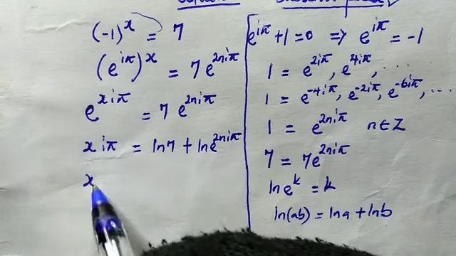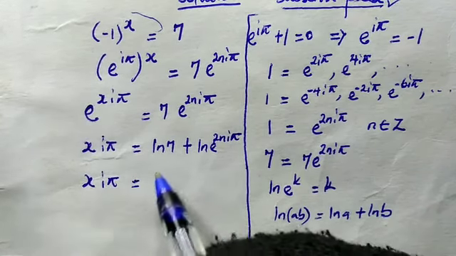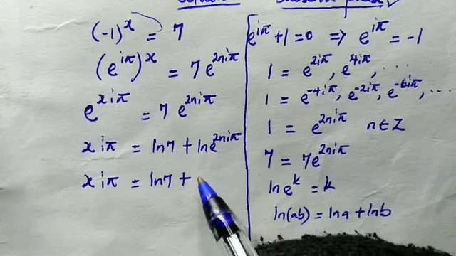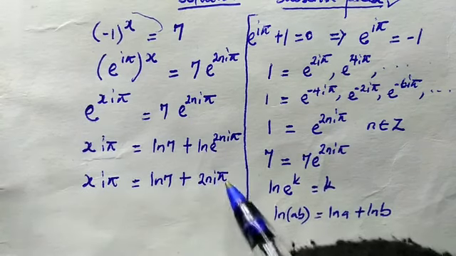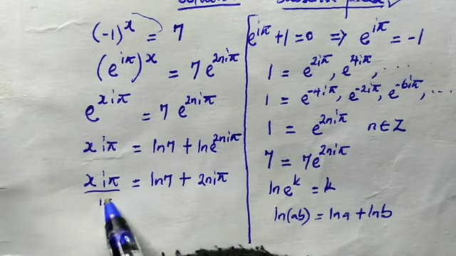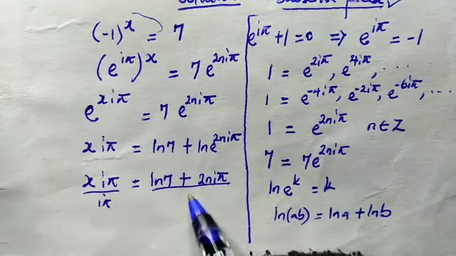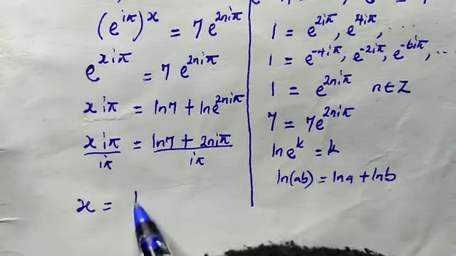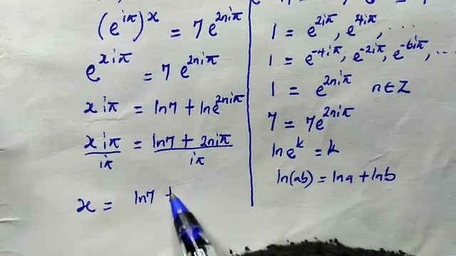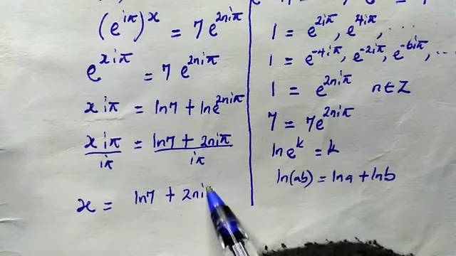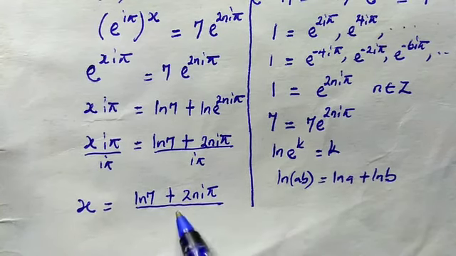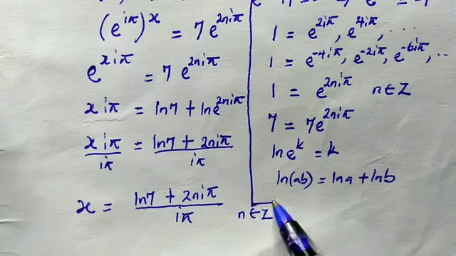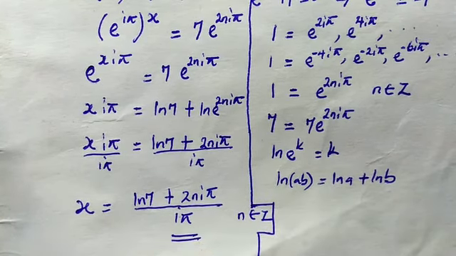Okay, from here we have x times i pi. This is equal to the natural log of 7 plus, what will happen here? So we have just 2n i pi. So let's divide both sides by i pi, and here by i pi. And here we have the solutions. x is equal to the natural log of 7 plus 2n i pi, all divided by i pi, given that n is an integer, right? And this is the solution.